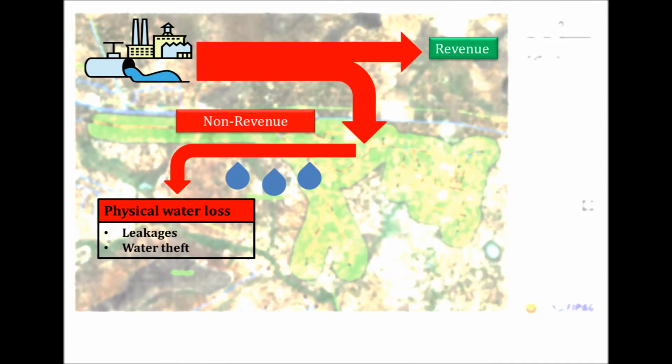Physical water loss is the amount of water that is produced and supplied into the water distribution system, but that does not reach the customer. Water can be lost, for instance, through leakages and through illegal connections.